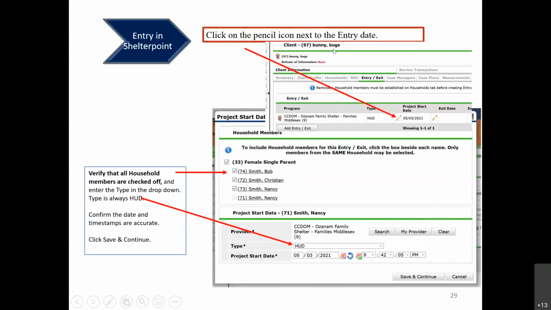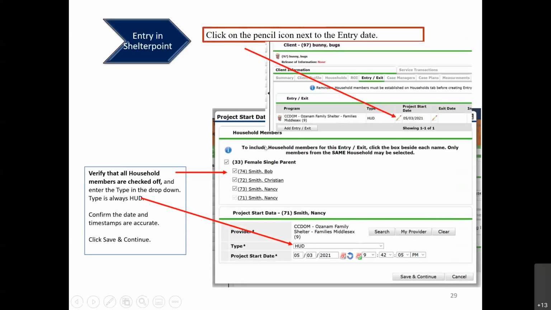You'll notice when you click on the entry exit tab, you get this pop-up window right here, which looks just like Client Point, okay? You're going to notice there's an entry already, because when you put them in the bed, it automatically created the entry, and if you looked back over at Client Point, you would see it's there. So it automatically created the entry. So you will click on the pencil to the left of the entry date.